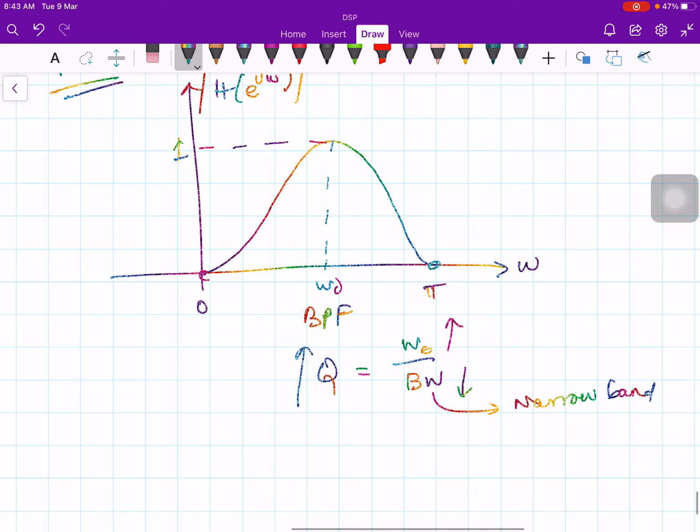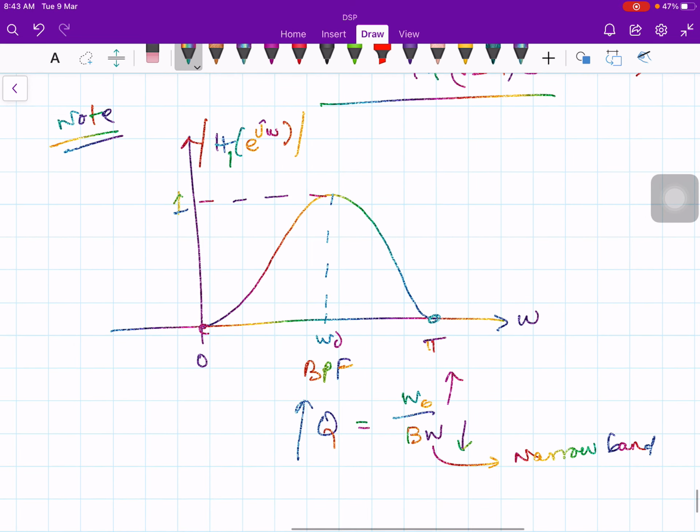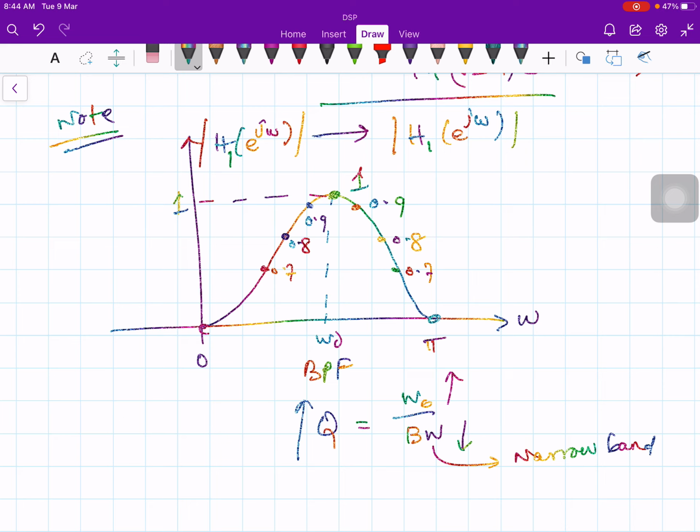Okay, so this is H1 of e to the j omega. Take one more filter. See, this value is 1 and this value is, let's say, 0.9, and this value is 0.9, this value is 0.8. Let us assume this value is 0.8, this is 0.7, and this is 0.7, like this. Same kind of identical filter, take one more filter, let's say H1 of e to the j omega. Now cascade these two.